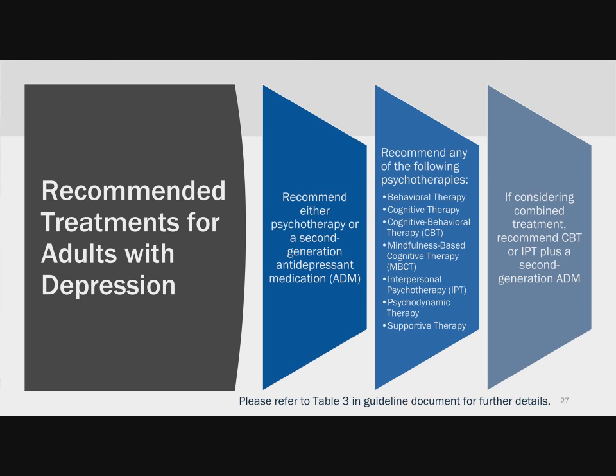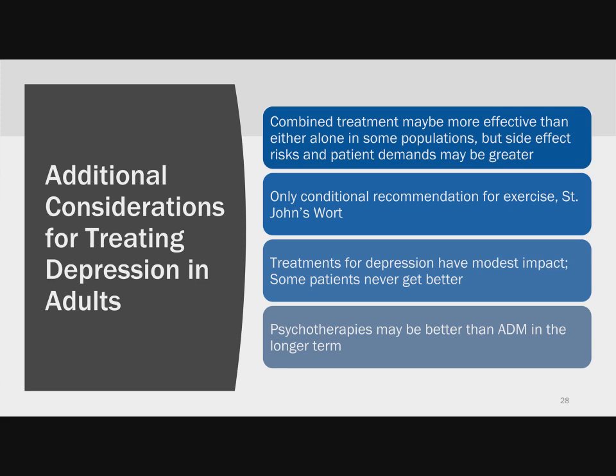If one were to consider combined treatment, what the literature suggests is to recommend cognitive behavior therapy or interpersonal psychotherapy plus a 2nd-generation antidepressant medication. Additional considerations involve, if combined treatment is considered, that the literature suggests it may be more effective than either alone, in other words, either psychotherapy by itself or psychopharmacology by itself, in certain populations. But a consideration is that the side effect risks and patient demands may be greater.